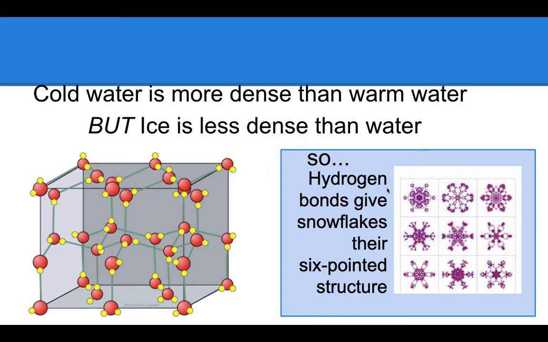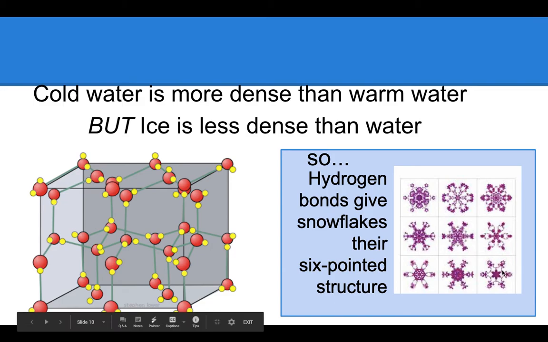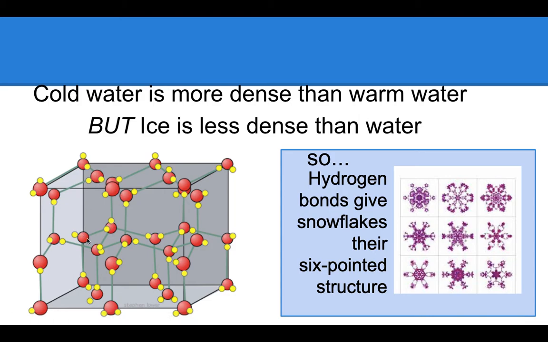This is an aside here. This is also why snowflakes have such intricate 6-pointed structures. They always have 6 points because the structure of ice is such that it always has hexagons in it.